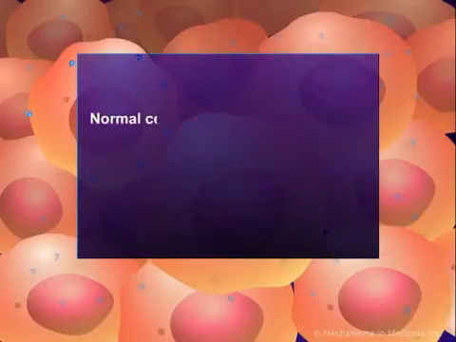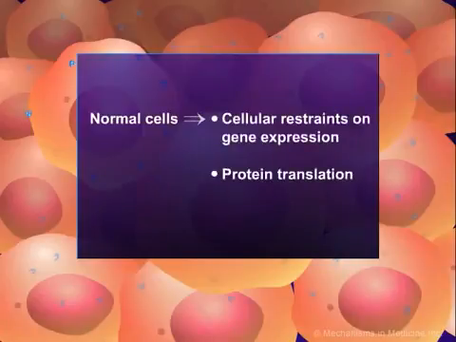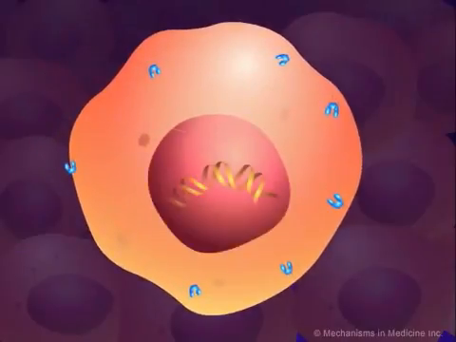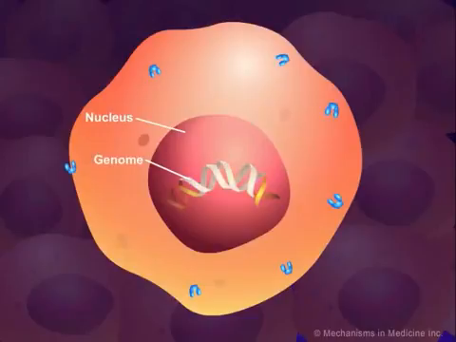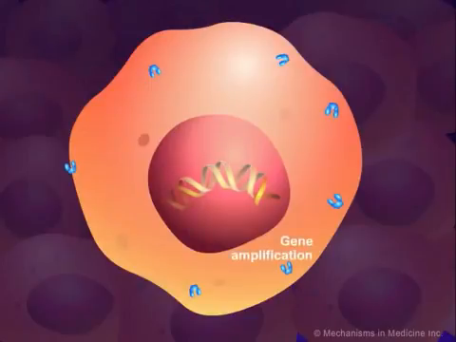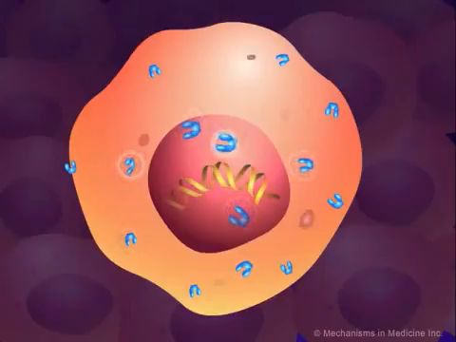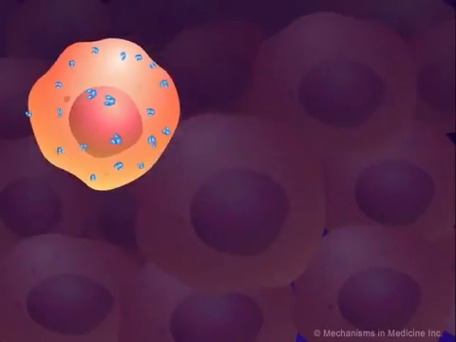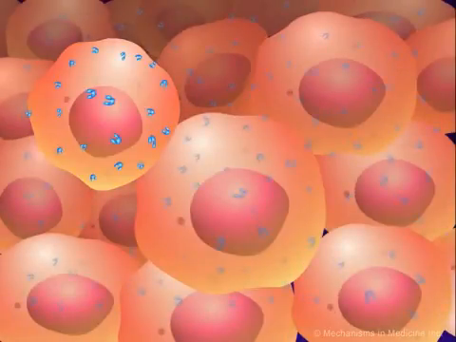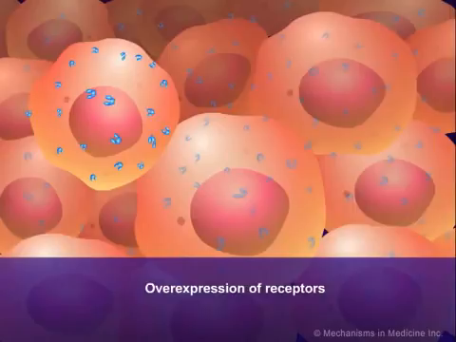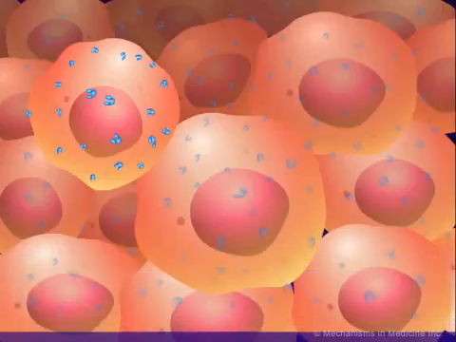In normal cells, the production of cell surface receptors is limited by cellular restraints on gene expression and protein translation. In tumor cells, however, mutations in the genes encoding for the receptors disrupt this finely tuned regulation, and too many copies of the gene are produced, a phenomenon called gene amplification. This, in turn, leads to excessive transcription and production of receptors. The end result is a higher than normal number of copies, known as overexpression of the receptor on the tumor cell surface. This gives the tumor cell increased potential to be triggered into a growth phase by the binding of ligands to the excess receptors.